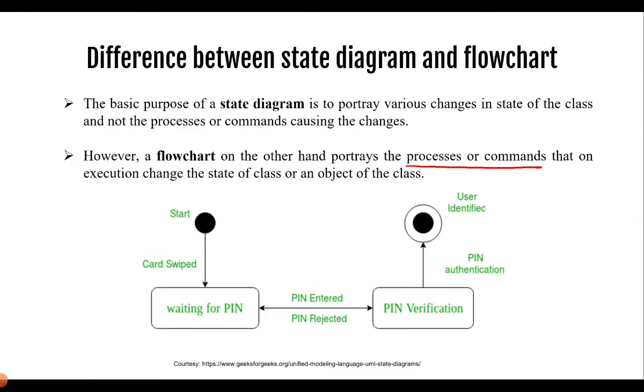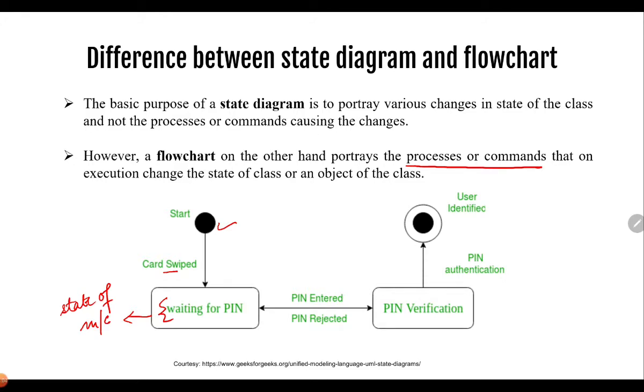So looking into this diagram, if you see, this is the state chart diagram or the state diagram of a particular class which is dealing with the PIN authentication. So here the start symbol represents the start of the state diagram, and after that the card is swiped, and after the card is swiped the machine will be waiting for the pin. So this is the state of the machine.